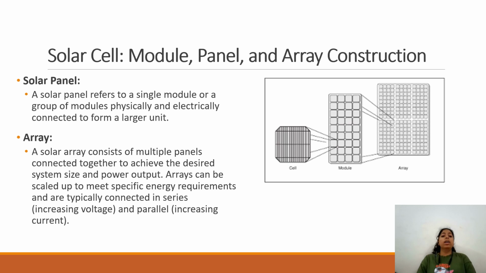Solar panel. A solar panel refers to a single module or a group of modules physically and electrically connected to form a larger unit. Array. A solar array consists of multiple panels connected together to achieve the desired system size and power output. Arrays can be scaled up to meet specific energy requirements that are typically connected in series, increasing voltage and parallelly increasing the current. This is how a solar cell is made.